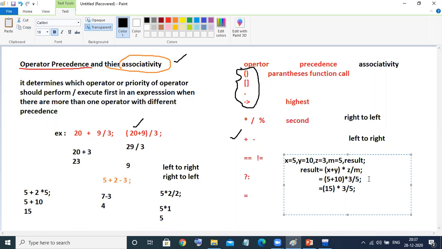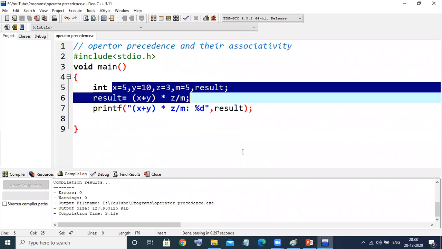Okay, then there is a multiplication and there is a division. Both have equal priority, so associativity applies: 15 into 3 is 45, divided by 5. The answer is 9 here. That's what has been calculated, and that is the reason why you're getting the answer 9.